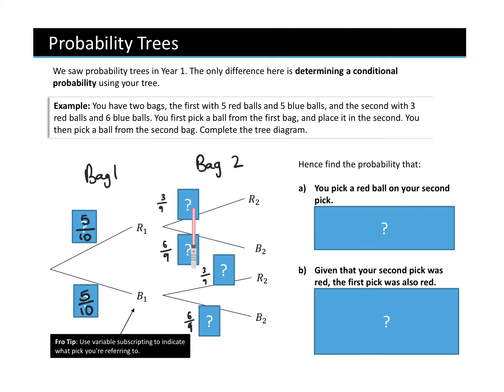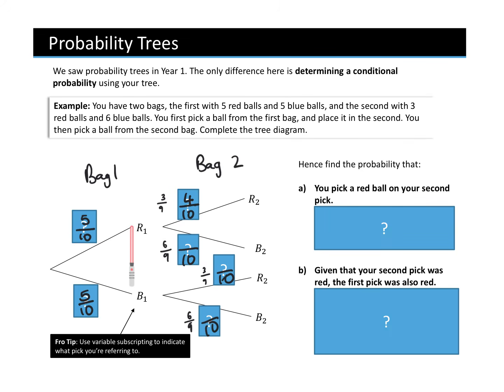I'm now going to put it in this bag. If I now put it into this bag before I then pick a ball, how many balls are now in the bag? 10. Okay, this is a key point. These are all going to be out of 10 now. Now, I picked a red. So if there's 3 in the bag and I put another red in, how many is there? 4. Perfect.